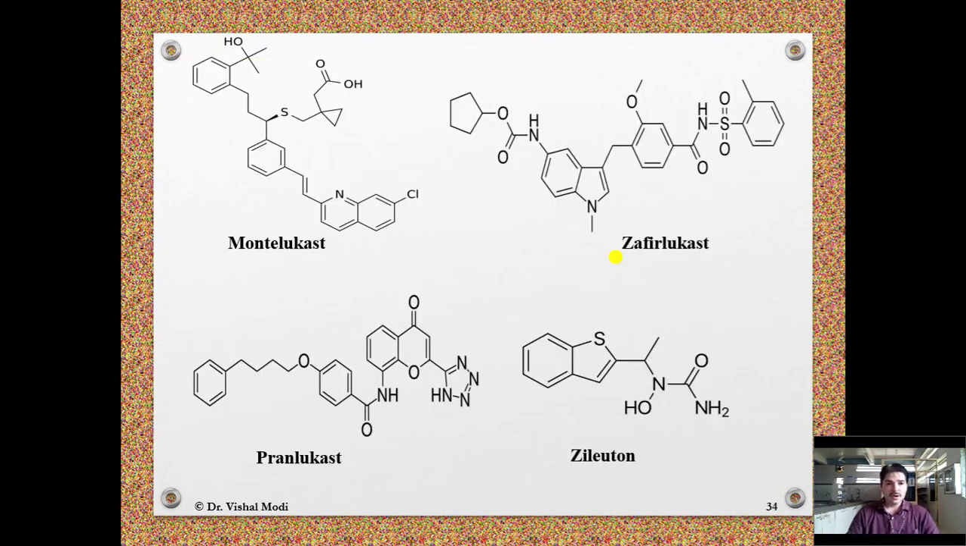This is the structure of various leukotriene antagonists, and examples are montelukast, zafirlukast, pranlukast and zileuton.